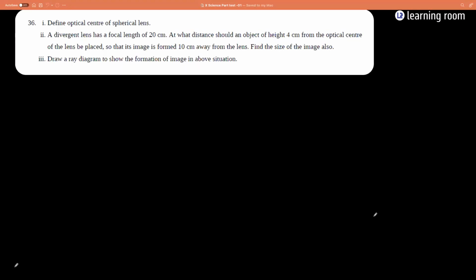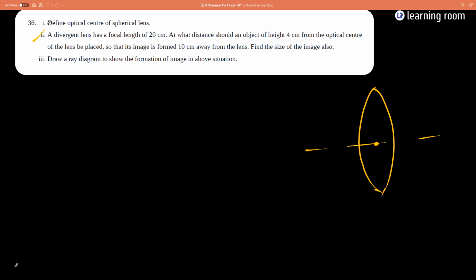Optical center of a spherical lens. So what is the optical center? I wrote it as a point in the lens where light passes through undeviated. Okay, you can define it like that also, but it's basically the center of the lens. The center of the lens is called the optical center. What you wrote is right.